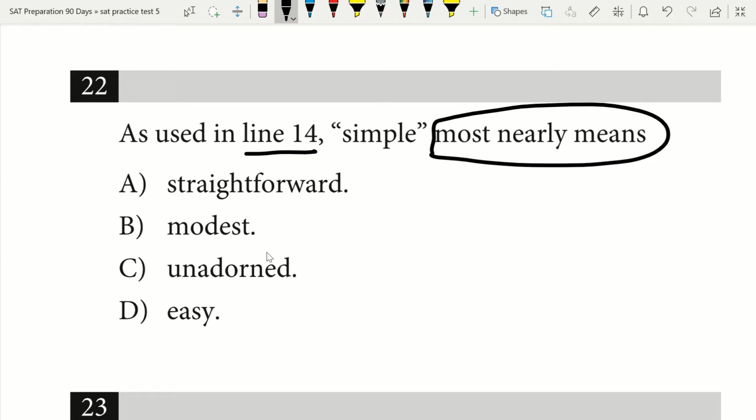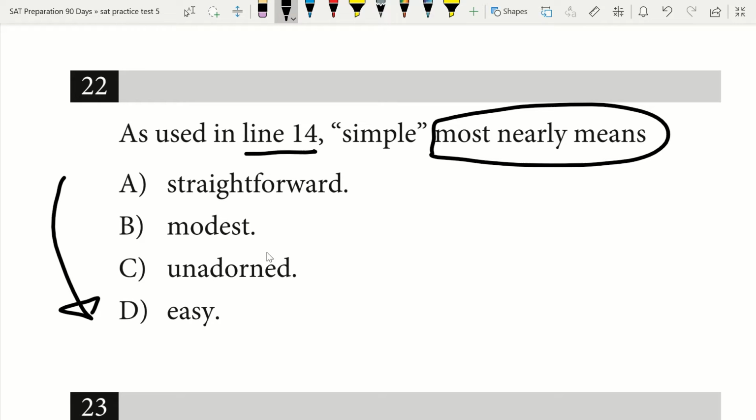Now, when approaching these questions, the strategy that I recommend using and that I use to score 1590 on the SAT is this: when you have a "most nearly means" question, don't look at your answer choices until after you've gone back to the line that it directs you to, read the sentence, and come up with your own answer first. By coming up with your own answer first, it's going to help you not be swayed or get stuck between two answer choices and not know which one to pick.